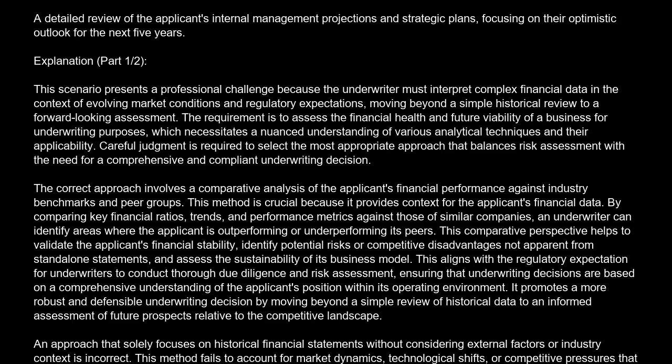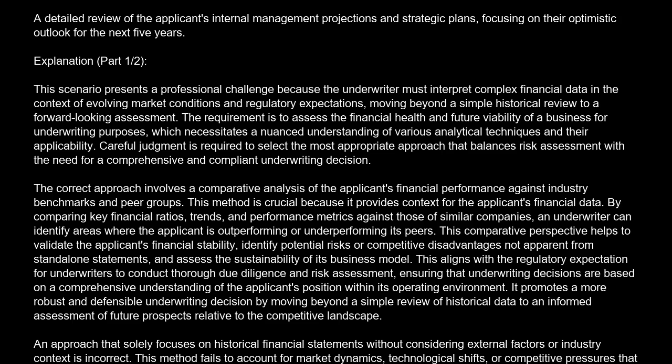The requirement is to assess the financial health and future viability of a business for underwriting purposes, which necessitates a nuanced understanding of various analytical techniques and their applicability. Careful judgment is required to select the most appropriate approach that balances risk assessment with the need for a comprehensive and compliant underwriting decision.